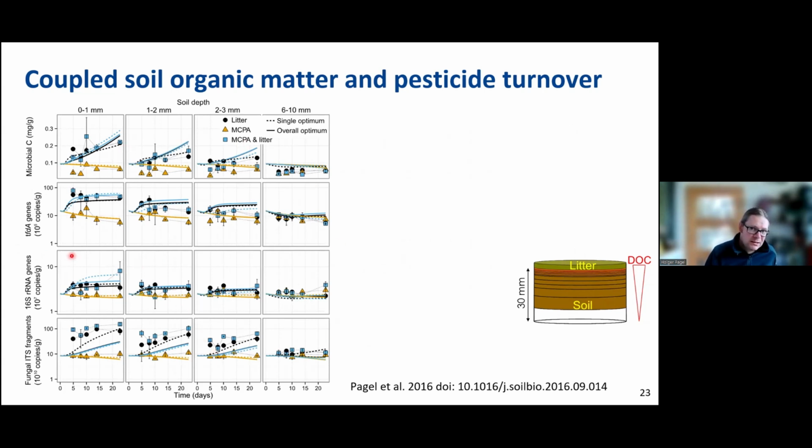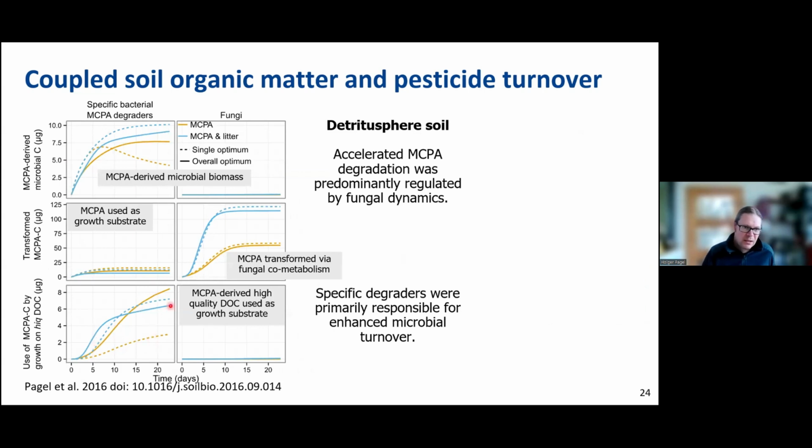I will not go into the details of all these results here, but in principle, the model could also predict the measured abundances of fungi, bacteria, and specific degraders. So that's the specific degraders, that's the bacterial gene marker, and that's the fungal gene marker. With the fungi, there are reasons why the model underestimates the abundance here, especially in the first few layers. But what you can clearly see is that due to that litter input, we have a strong stimulation of fungal growth.